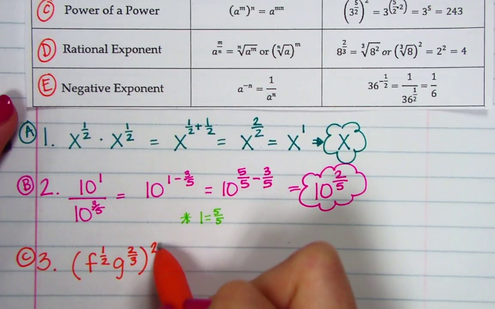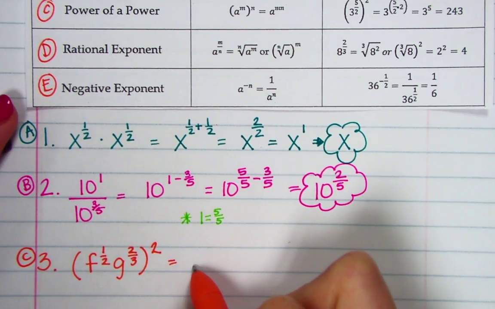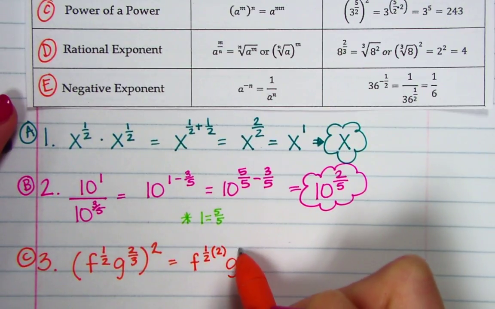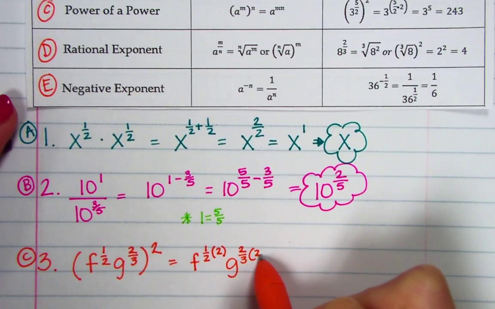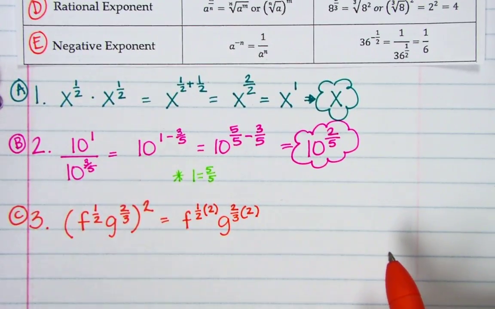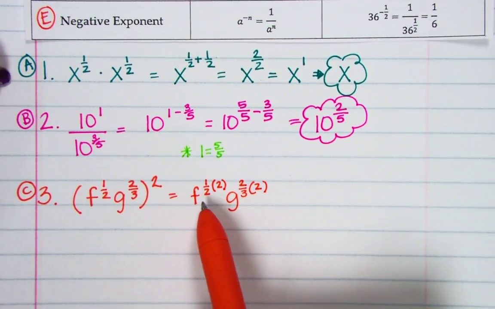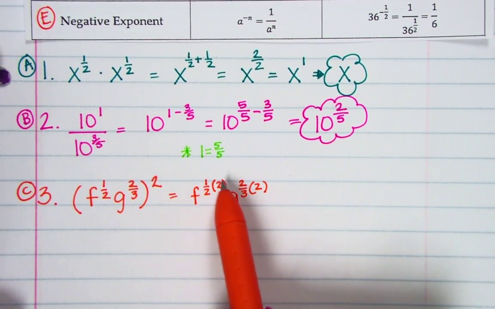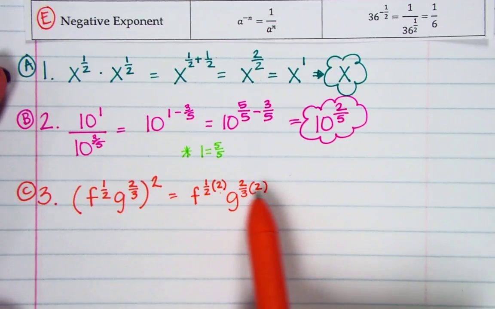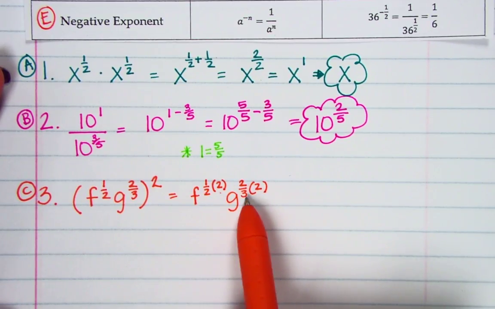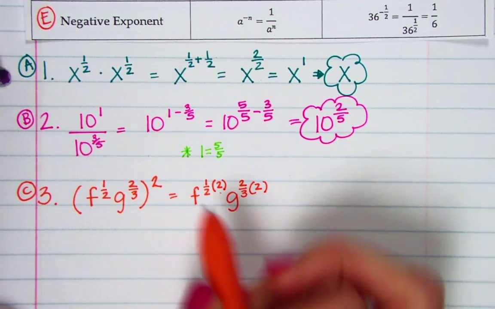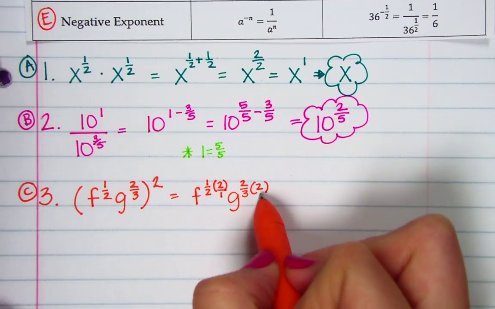Okay, so what we do is we multiply this times all the exponents inside. So we have f times 1/2 times 2 and g to the 2/3 times 2. And what we just saw was, remember when you're multiplying fractions, you do top times top and bottom times bottom. Okay, but 2 doesn't have a number in the denominator. What is it going to be? 1, right? If you need a fraction and you don't have one, put it over 1.